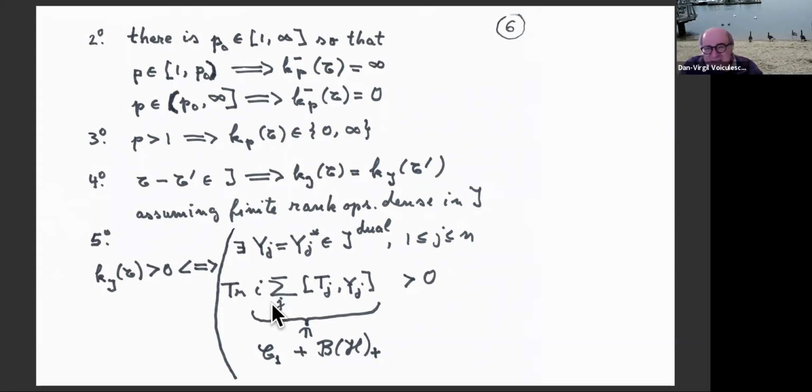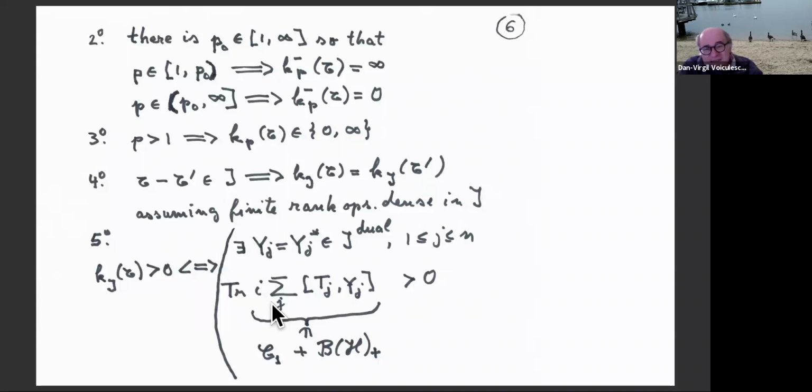Another property is that it is an invariant under perturbations from the ideal I, under the condition that the ideal I would be one of the ideals where the finite rank operators are dense. This is one of the subtleties of norms of normed ideals. So in particular, the C minus P or the CP are such ideals. So if tau and tau prime differ by something in the ideal I, then Ki of tau and Ki of tau prime must be equal.